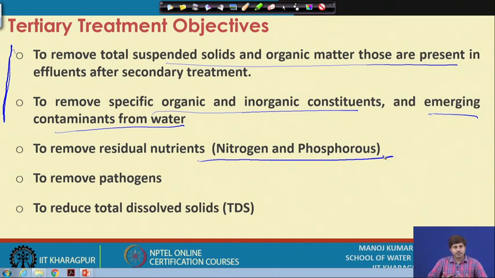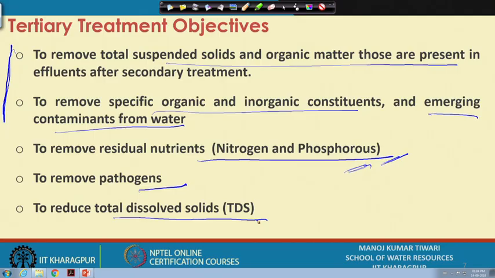If we want to reuse our wastewater for agricultural purpose, we may not bother too much about nutrient removal, but if you want to dispose that to a water body, particularly a static water body which is quite prone to eutrophication, these things can destroy the ecology of the water body through algal bloom or eutrophication. To remove the pathogens, that is another objective, and to reduce the total dissolved solids. The TDS, which may be there in significantly high concentration, should also be removed through tertiary treatment. So, that becomes one of the other objectives of tertiary treatment systems.